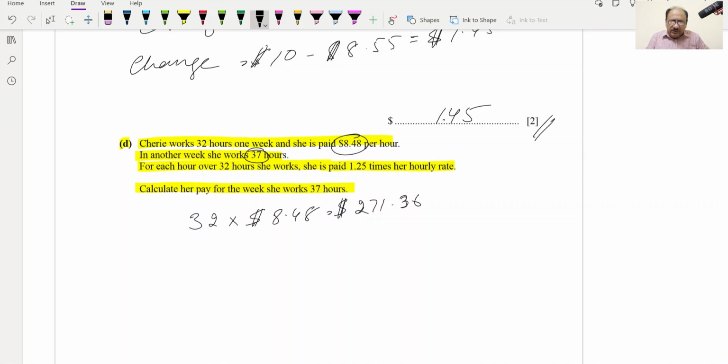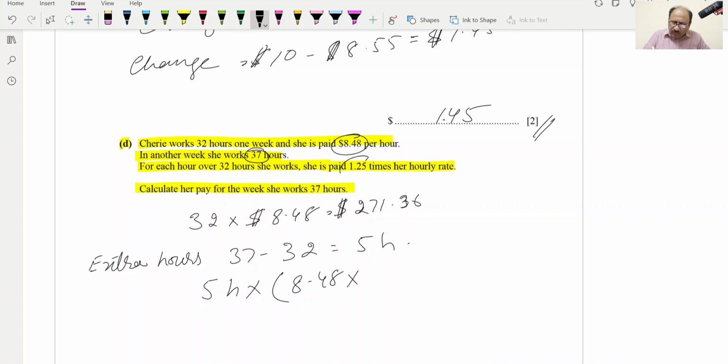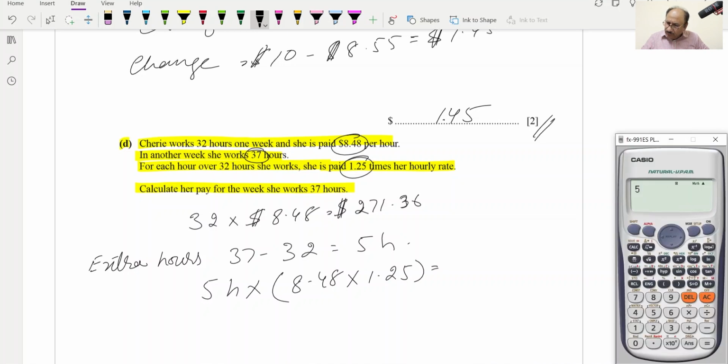And now over 32 hours are 5 hours, so extra hours will be what? 37 minus 32, which will be equal to 5 hours. And payment for these 5 hours will be at the rate of 8.48 multiplied by 1.25, because this rate is different. So this will be 5 multiplied by (8.48 multiplied by 1.25), and this will be equal to $53.